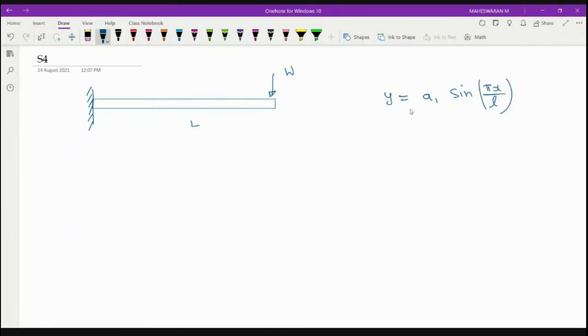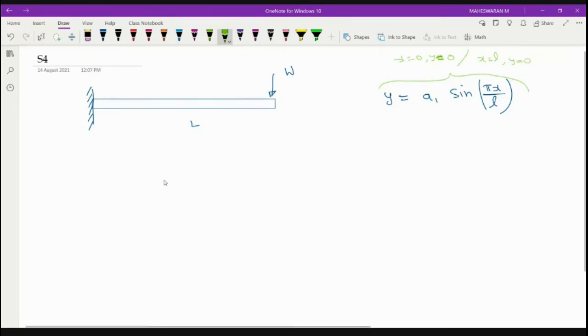So you can't use this particular equation for cantilever beams. Why? It won't satisfy the boundary conditions. According to the simply supported beam, when x is 0, y is 0. This is my equation. When x is 0, y is 0. This is one boundary condition. The other boundary condition: when x is L, y is 0. This is the condition.